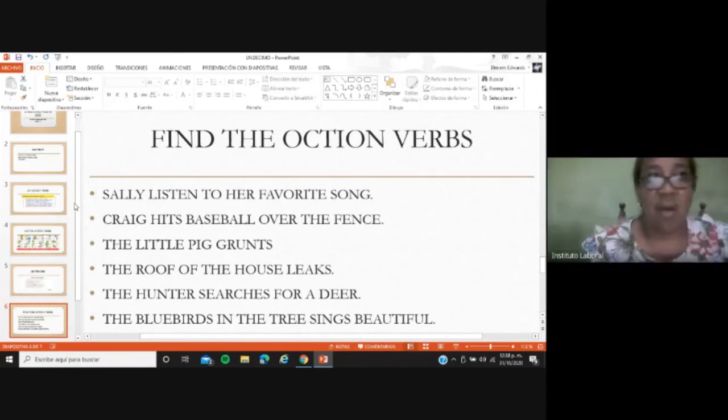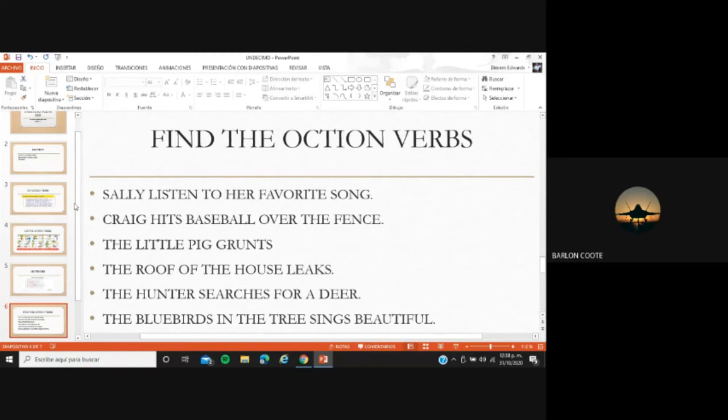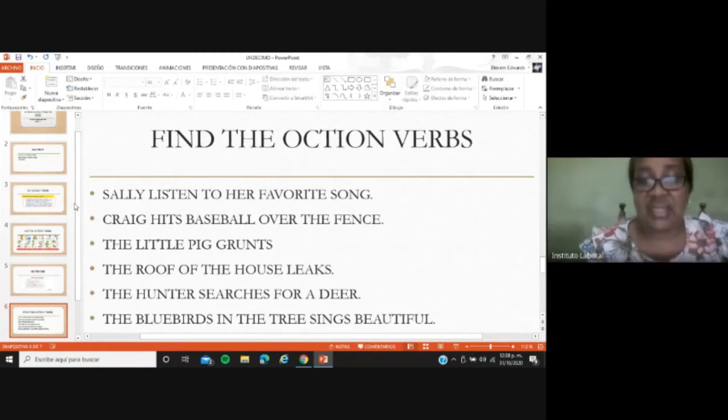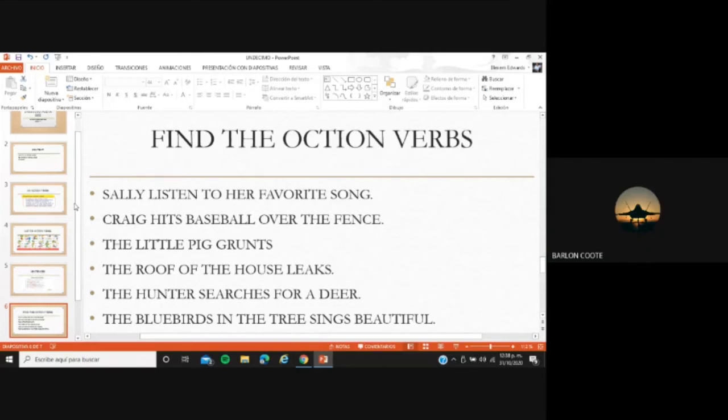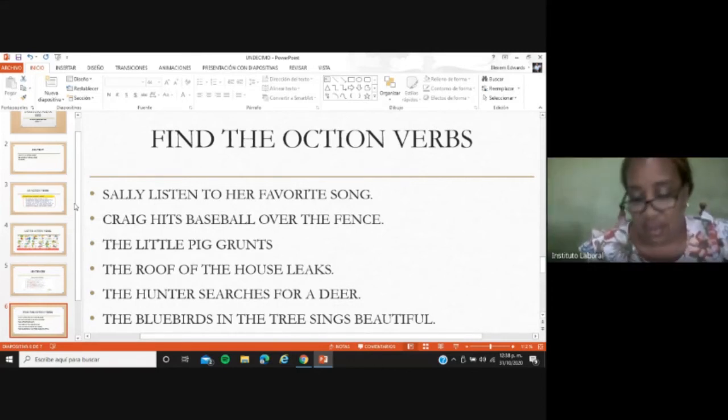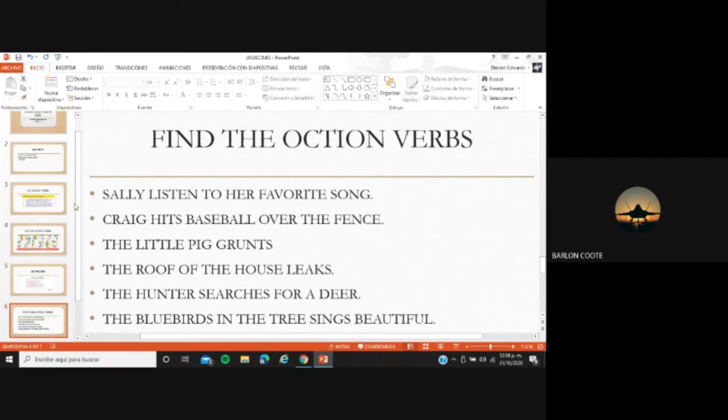They hit the ball over the fence, which is the action verb. They hit, example, "hit," de golpear, the ball over the fence. Hit. The action verb.